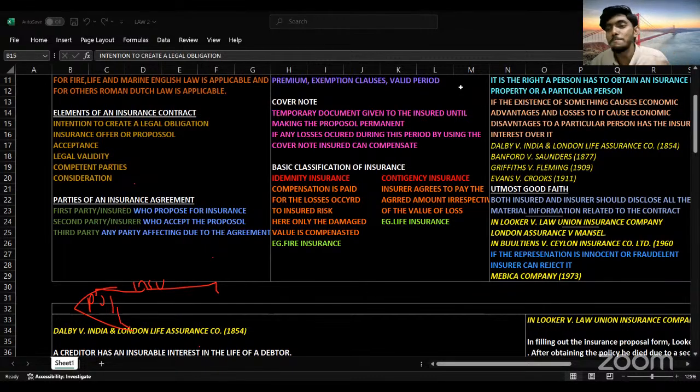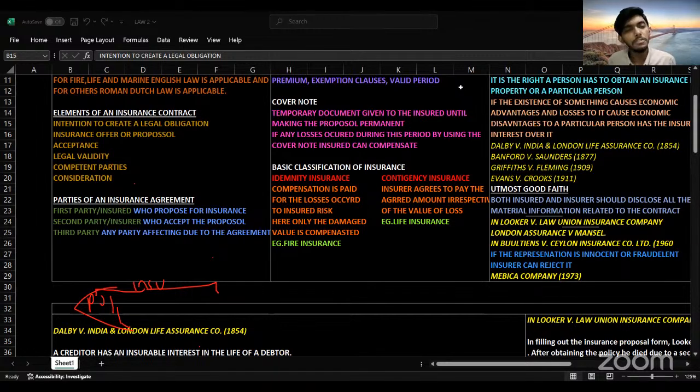So kids, the most important thing of insurance is this. Insurance happens in three stages. First one is the insurance proposal. Second one is the insurance agreement. Third one is the insurance certificate.